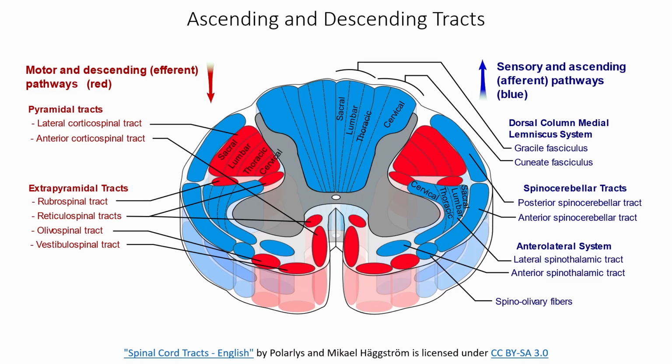If we look at the ascending and descending tracts, I'm not going to make you memorize this particular image, but just something to kind of look at. Everything in red are motor and descending pathways. Everything in blue is sensory pathways. Everything you see in blue here is bringing information up and into the central nervous system. Everything in red is showing things descending down.